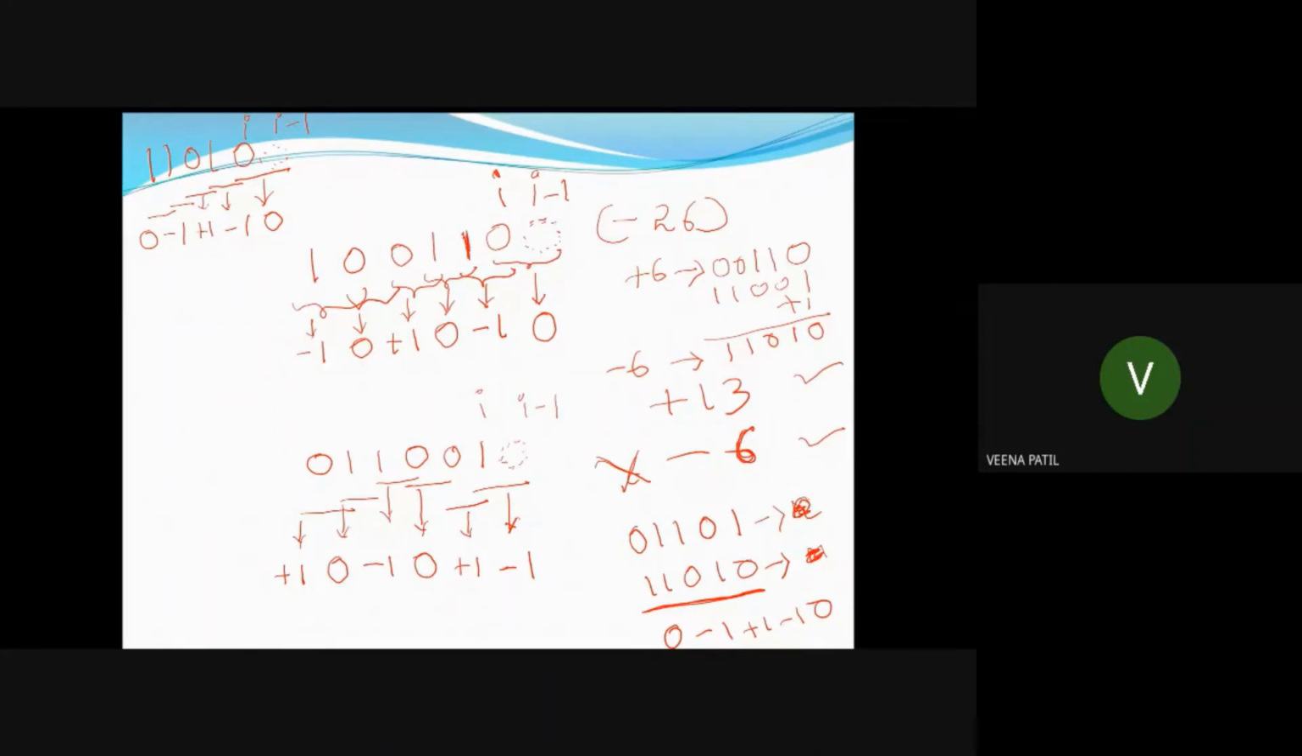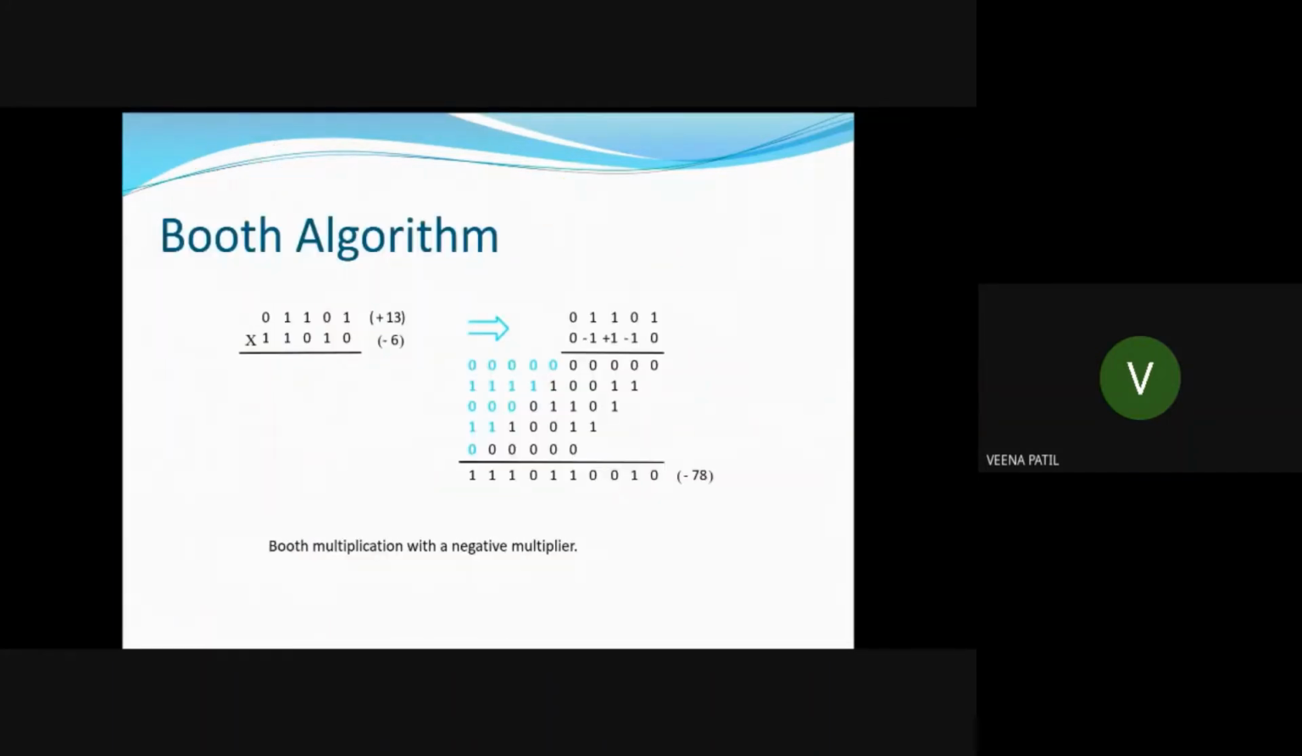Yes. So I'm going to write it here. 13 I have written as it is, whereas the multiplier I have written as the recorded value, that is 0, -1, +1, -1, 0. Okay.